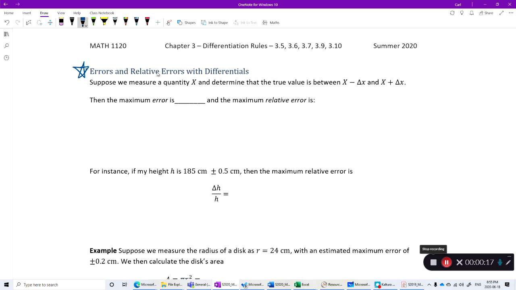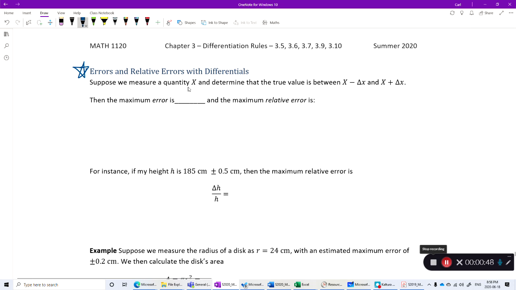So errors have to do with small changes that we can't predict, right? Small changes, we measure something and it's not quite right. That's why it's related to differentials, because there's something that's not quite right. It's a small change. And so differentials work best when the changes in x are not very big, because then the tangent line is a good approximation. So let's go back to the beginning here.